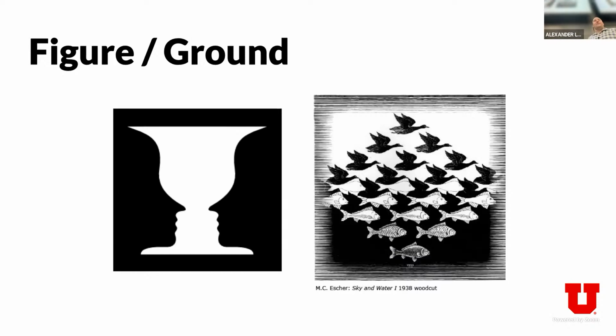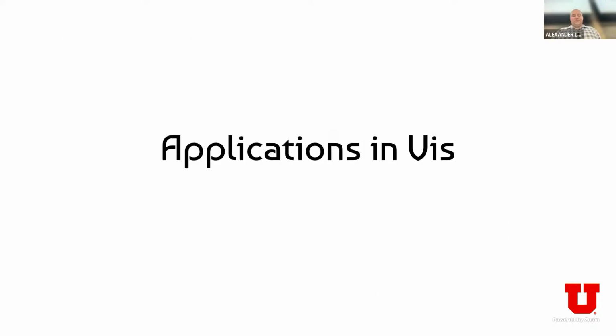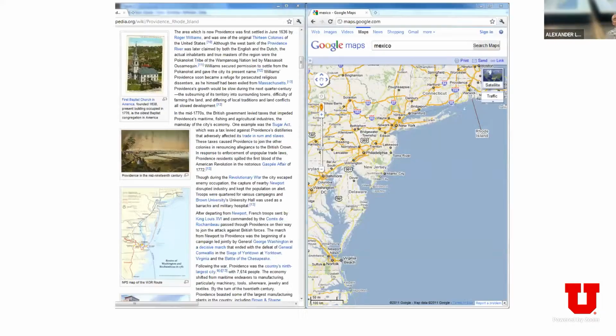Do you see the two faces here, or do you see the cup, or do you see the swans or the fish with some continuity? You can take a look at them later if you're interested in this kind of stuff. So why do I tell you about those things? What are the applications in visualization?